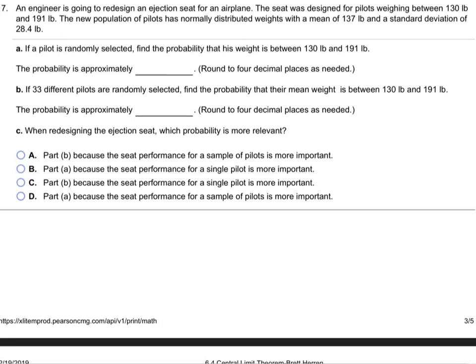All right, let's do part A. I'd encourage you, for part A, to draw the bell curve. And what's the middle of the bell?